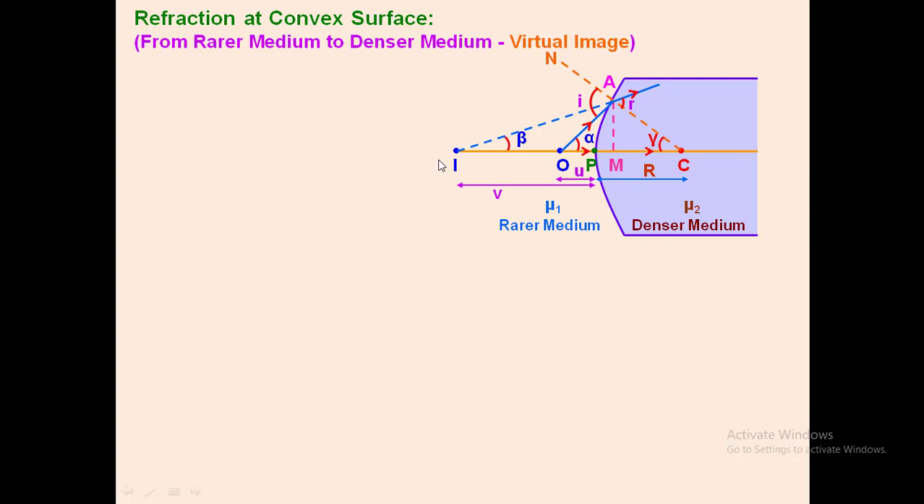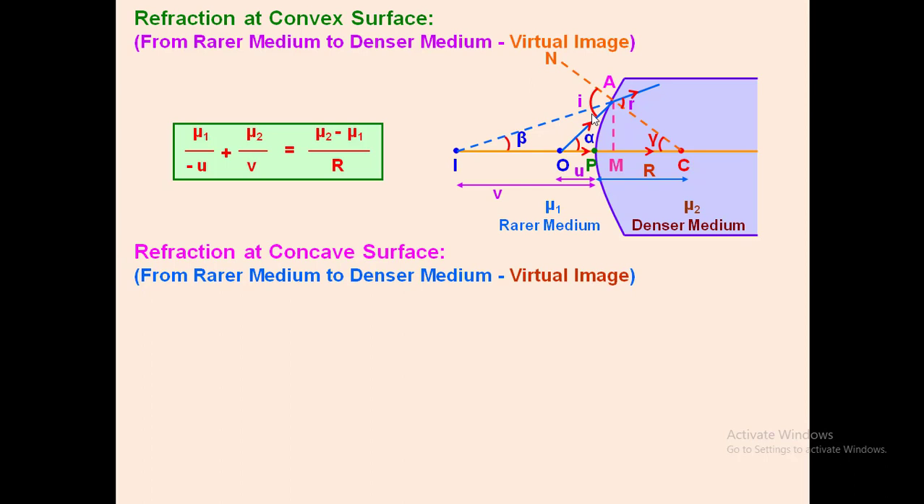So again the same procedure. If you see, this is the angle of incidence, this is alpha, this is beta, this is gamma, this is R, and this is I. Same procedure. If you follow, you're going to have the equation as mu1 by minus U plus mu2 by V equal to mu2 minus mu1 by R.